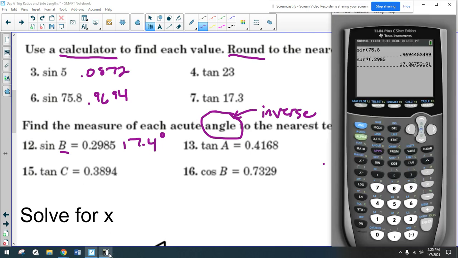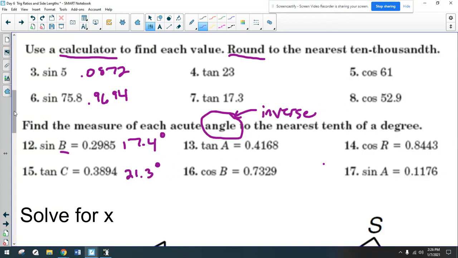All right, for this one, I'll do one more for the tangent. So I have to do the inverse tangent. That's the blue one right there. Make sure you have a little negative if you're looking for an angle. And I got 0.3894. Rounding to the nearest tenth, that's going to round up to a 3. So 21.3 degrees for that one.